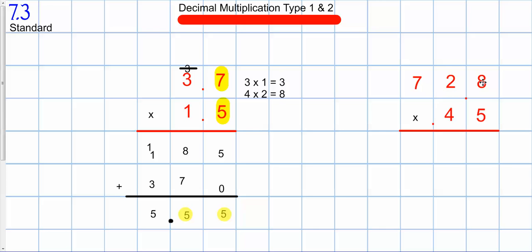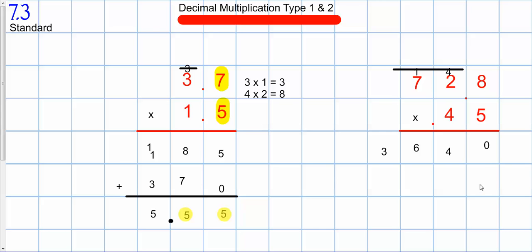Here I have 72 and 8/10 times 45 hundredths. So 5 times 8 is 40, put down the 0, carry the 4. 5 times 2 is 10, plus 4 more is 14. 5 times 7 is 35, plus 1 more is 36. Alright, so I'm done with the 5, so I can cross the line through all of those.